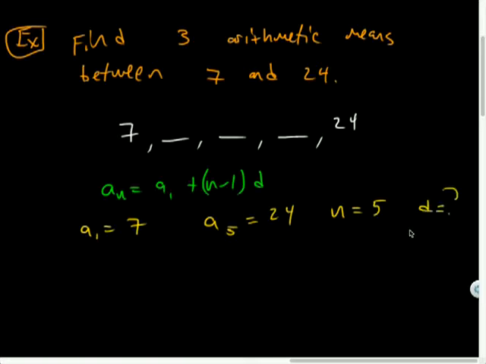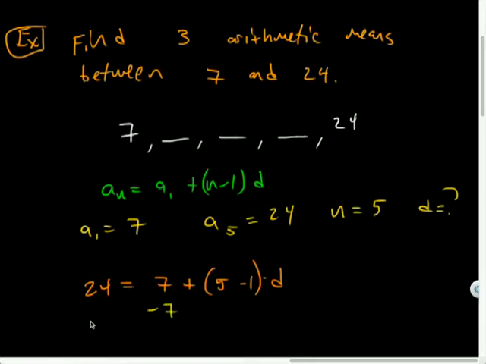Right? So classic algebra problem, right? Plug in what you know, solve for what you don't. In case we didn't have the intuition of being able to figure it out. So let's do that. So I will have 24 equals 7 plus 5 minus 1 times D. And yeah, I believe his solution would have worked now that I'm looking at this.